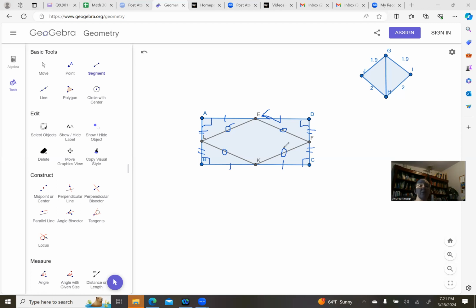Okay, the steps to proving this, again, were number 1, to show that we had congruent triangles by side angle side. And then number 2, by corresponding parts of congruent triangles are congruent, the hypotenuses of all of those triangles are the same, and therefore we have a rhombus.